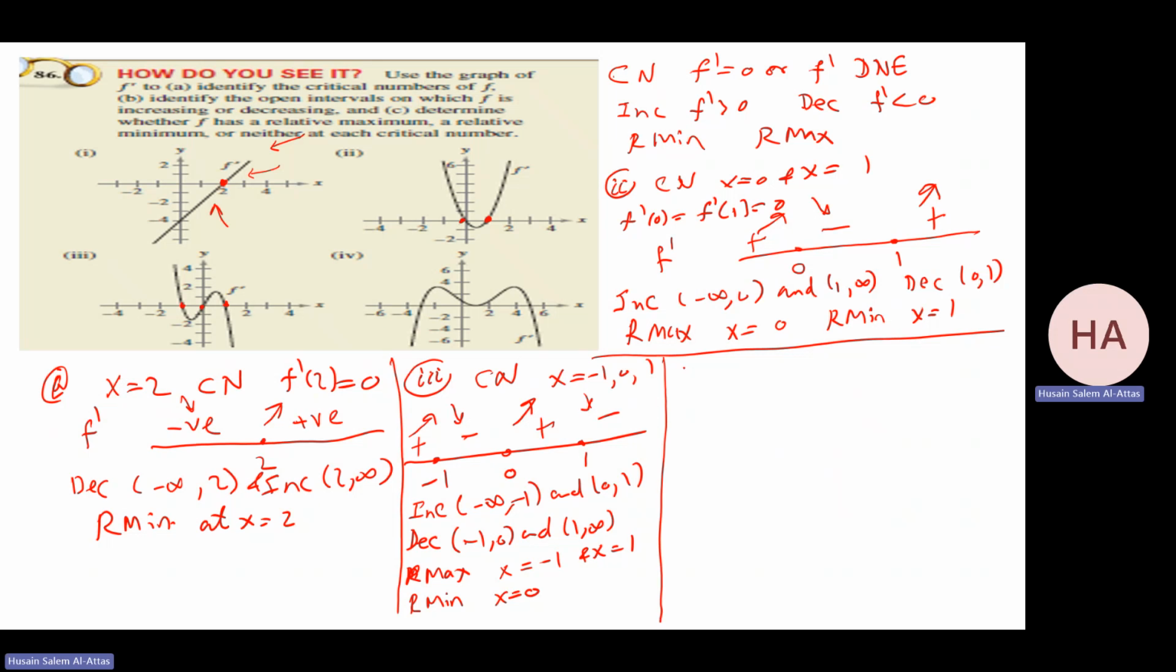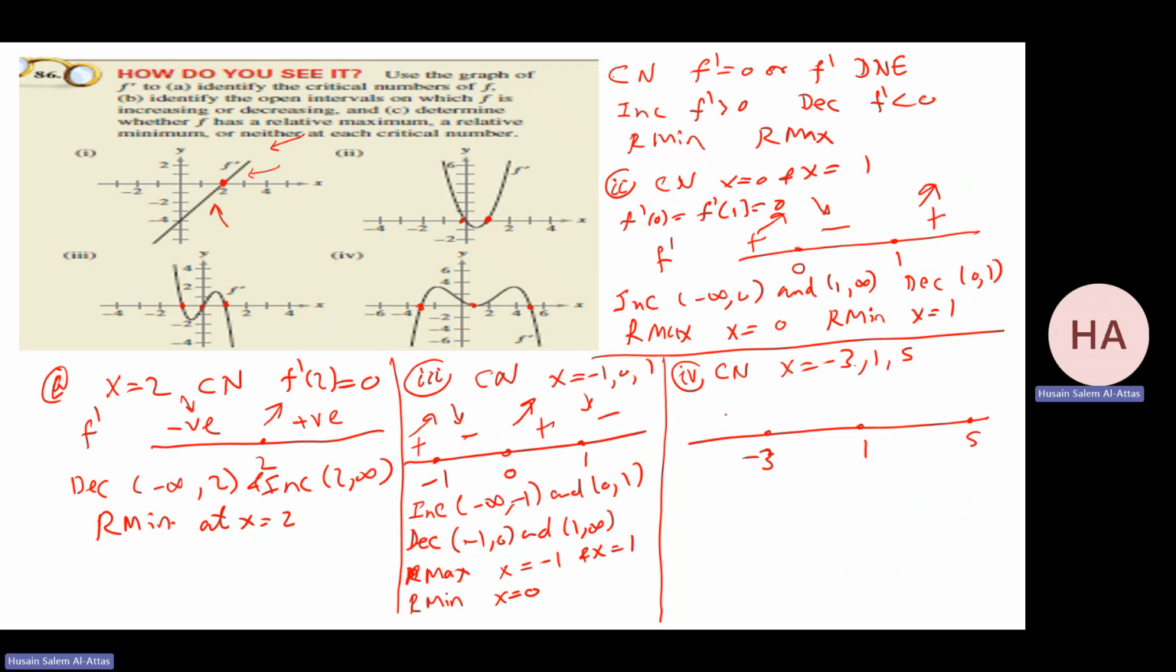Okay, now let me do the last. What I have is critical numbers minus 3 and 1, and here is 1. So critical numbers are minus 3, 1, 5. Now we'll do the number line: minus 3, 1, 5.